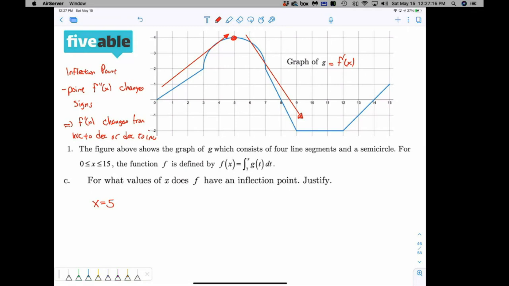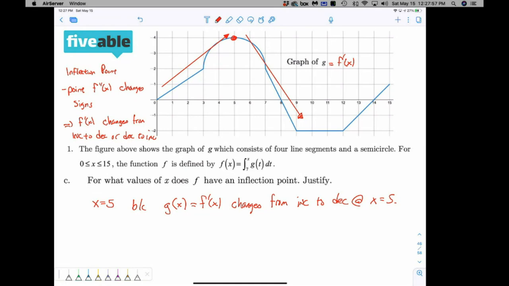If we want to justify this, you're going to be tempted to say the second derivative changes signs. But we're not given the second derivative. We're given the first derivative. We're given f prime as a graph of g. So the way we want to say this is, because we're linking g to f prime, our graph g, which is really f prime, changes from increasing to decreasing at x equals 5. And that's what you need, because when you say the derivative changes from increasing to decreasing, you're saying the second derivative changes from positive to negative, and that's a change in signs of f double prime.